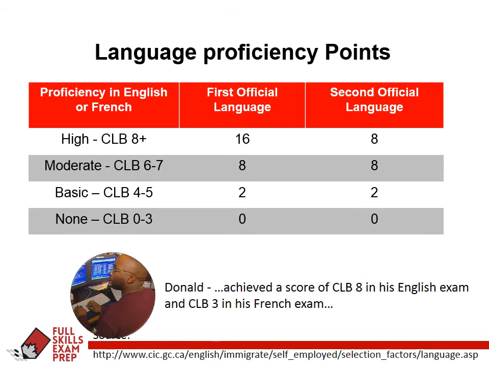When we take a look at these points with relation to Donald, we could see that Donald achieved a score of CLB 8 in his English exam and CLB 3 in his French exam. With this, you can see how many points that he would get. And we can see that his CLB 8 is 16 points. Meanwhile, his CLB 3 is 0 points. So his total for language is 16.